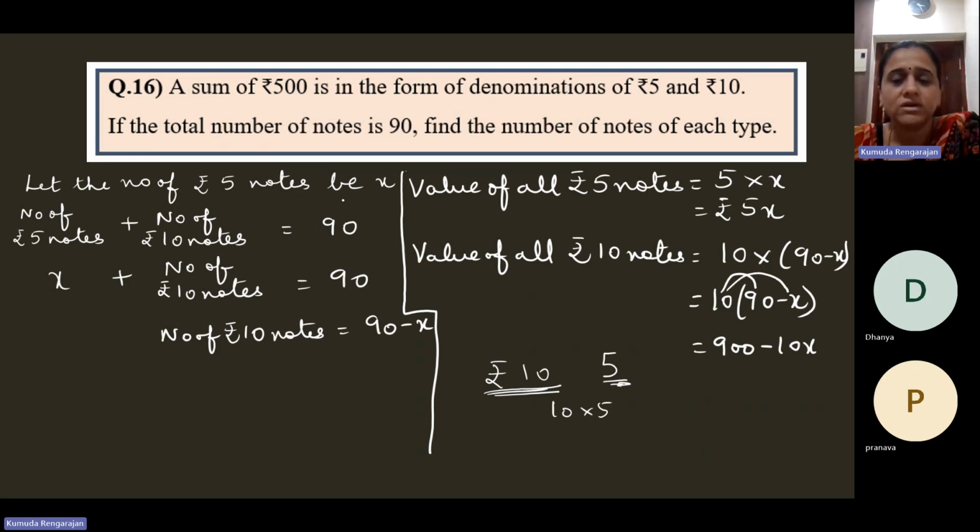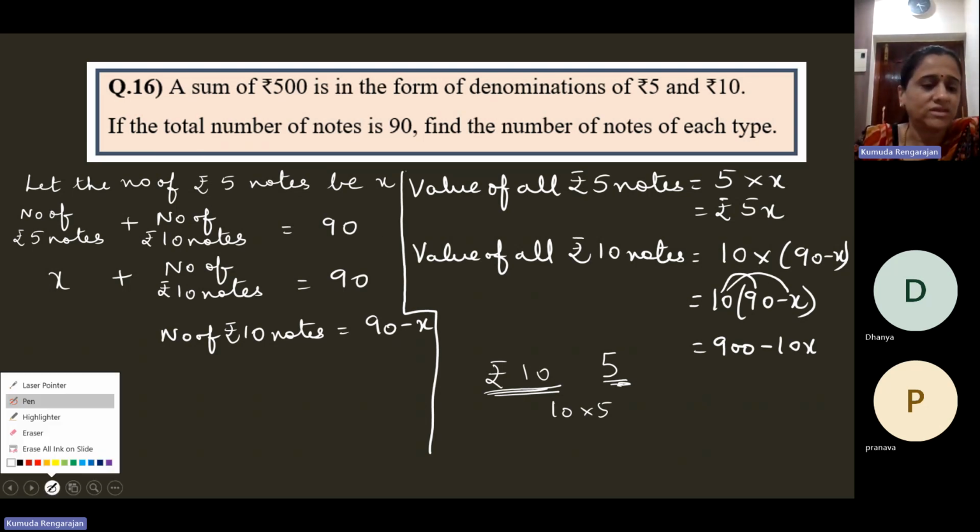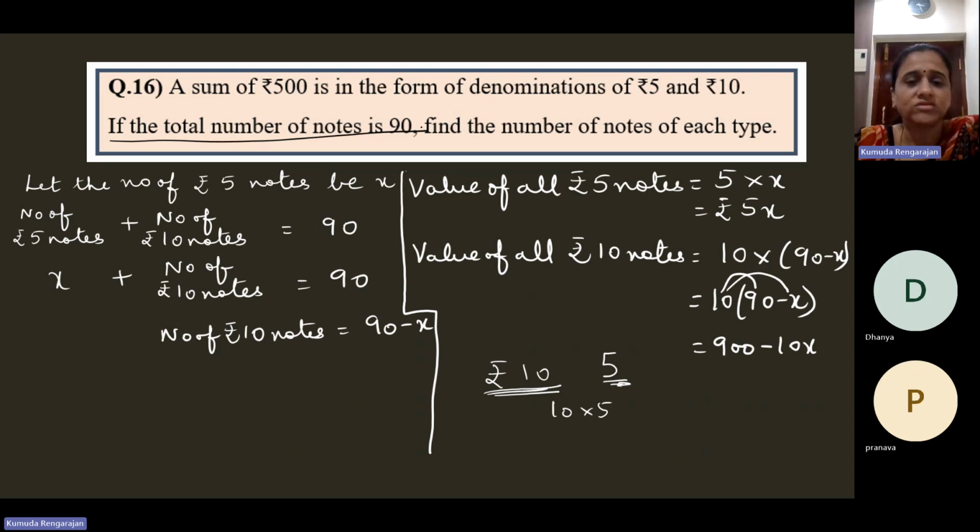So let's start with the assumption. Here we have two denominations, 5 rupees and 10 rupees. Let the number of 5 rupee notes be X. So what will be the number of 10 rupee notes? Write this equation: number of 5 rupee notes plus number of 10 rupee notes is equal to 90, because it's given that the total number of notes is 90. We have taken the number of 5 rupee notes as X. So X plus number of 10 rupee notes is equal to 90. When you transpose, you get number of 10 rupee notes is equal to 90 minus X.